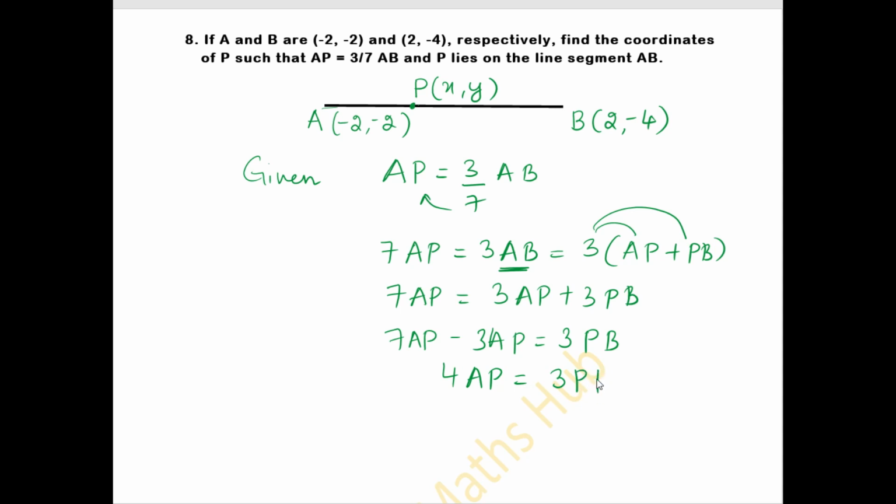Now what is the ratio? m is to n is nothing but AP by PB, which is equal to 3 divided by 4. Therefore the ratio m is to n equals 3 is to 4. Now we have got the ratio m is to n as 3 is to 4, and the points we have are (-2, -2) and (2, -4). Now it is easy to find out the coordinates of point P.